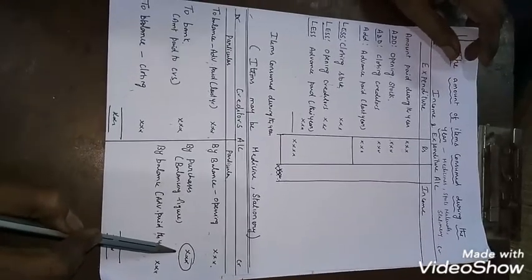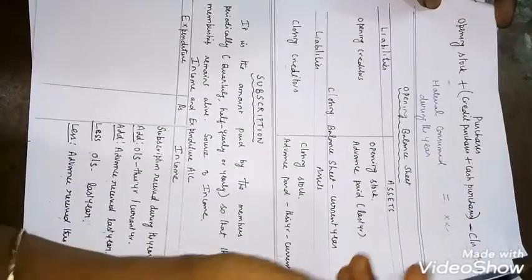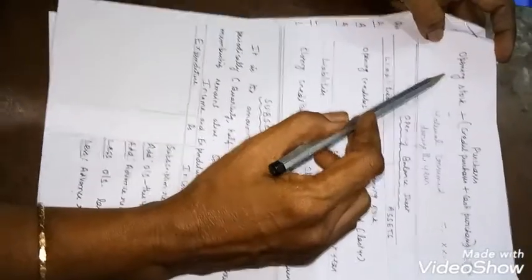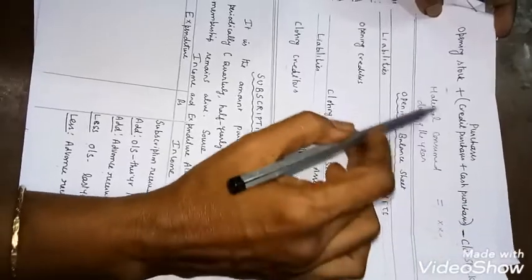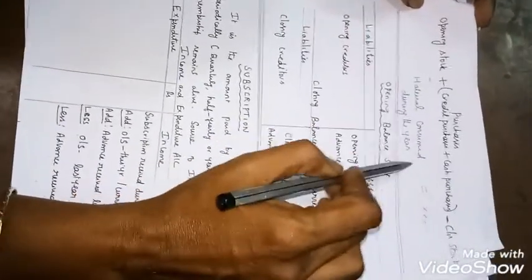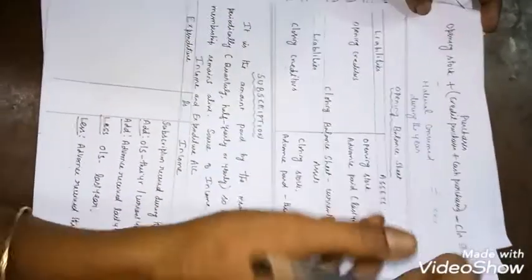With these credit purchases, you should add opening stock plus credit purchases minus closing stock. The material consumed during the year you will derive. So there are two ways you can do the sum.